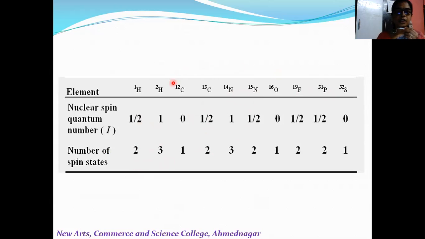But now we'll see these nuclei: carbon 12, oxygen 16, and sulfur 32. All three nuclei have spin quantum number 0. So they possess only 1 allowed spin state. That is, they have only one way of spinning or spin motion. Therefore, these nuclei are not able to show nuclear magnetic resonance.